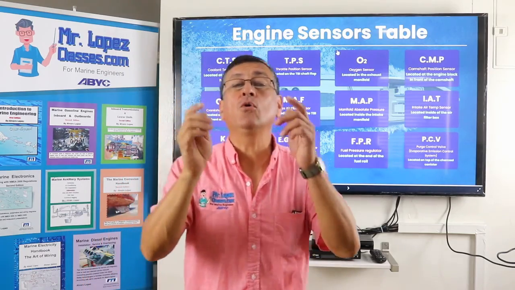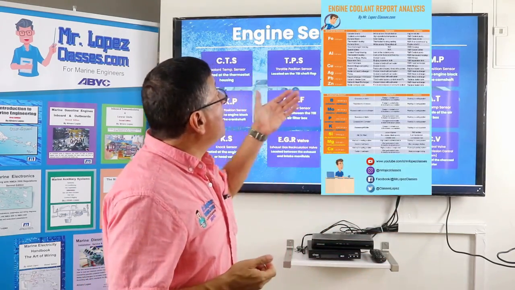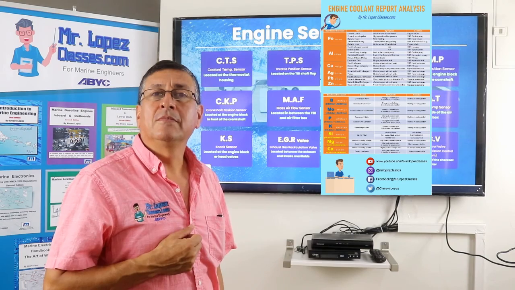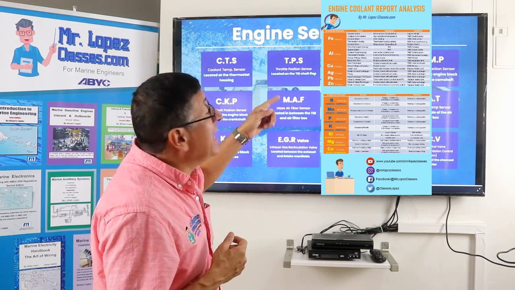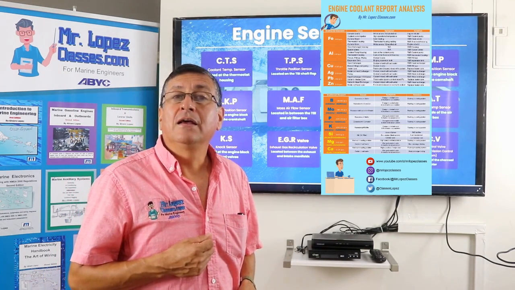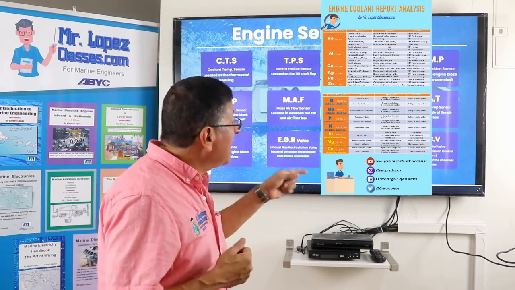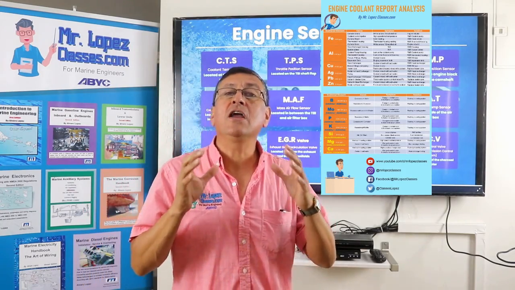Also, if you have the coolant sample report and you have this table, you can analyze each element, each contaminant, each additive, and you can identify where the problem is.